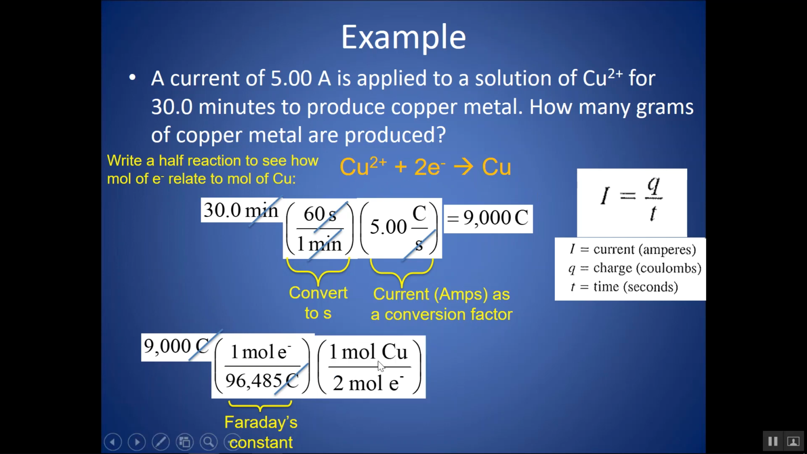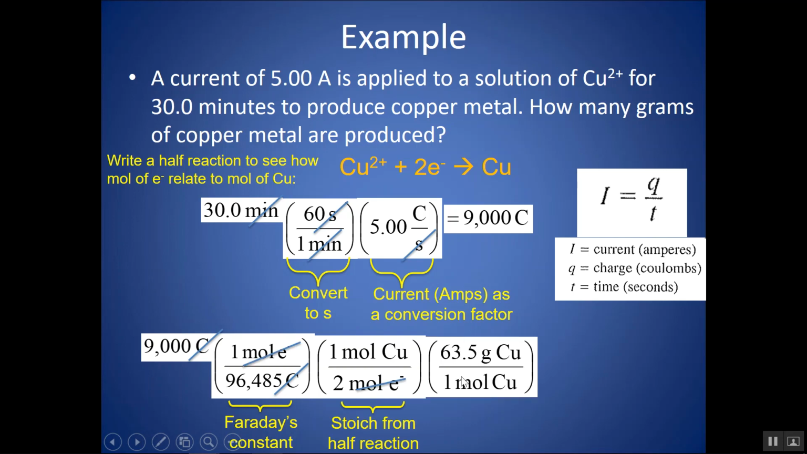So I'm going to bring that as a conversion factor to change moles of electrons, but on the bottom, to moles of copper. And they don't ask me for moles, they ask me for grams. So let's use the molar mass to change moles into grams of copper. Moles will cancel, and you will see that I get 2.96 grams. So again, I'm using the amperage and the time, once I change it to seconds, with this equation to get coulombs. I'm using Faraday's constant to turn coulombs into moles. I'm using my half reaction to change moles of electrons into copper, and then just massing that out.